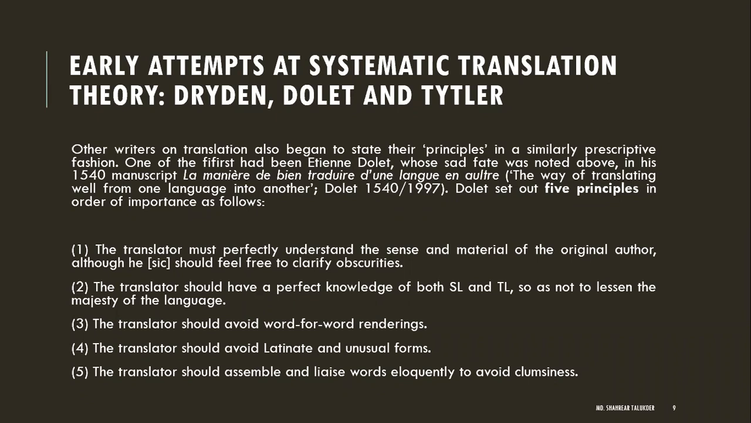Now here you see, other writers on translation also began to state their principles in a similarly prescriptive fashion. So there are also other writers, they're also prescribing how to translate, what to do when you want to translate. One of the first had been Etienne Dolet, whose sad fate was noted above in his 1540 manuscript. It's very difficult to pronounce because it's written in their own language. So we'll go for the translation. He said, the way of translating well from one language into another. So this is the name of his writing.